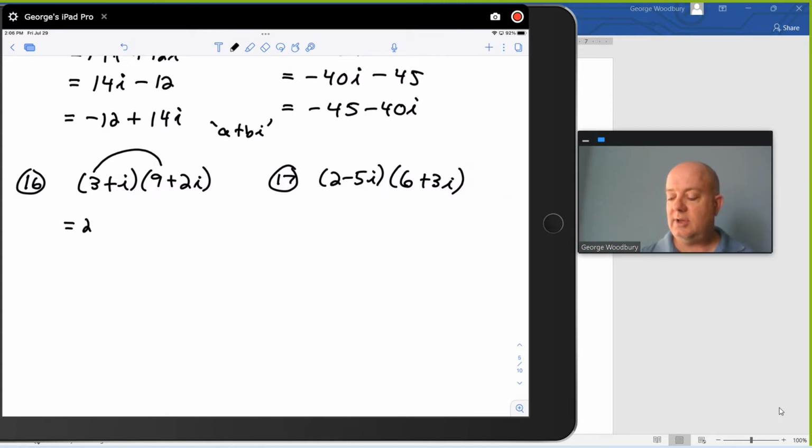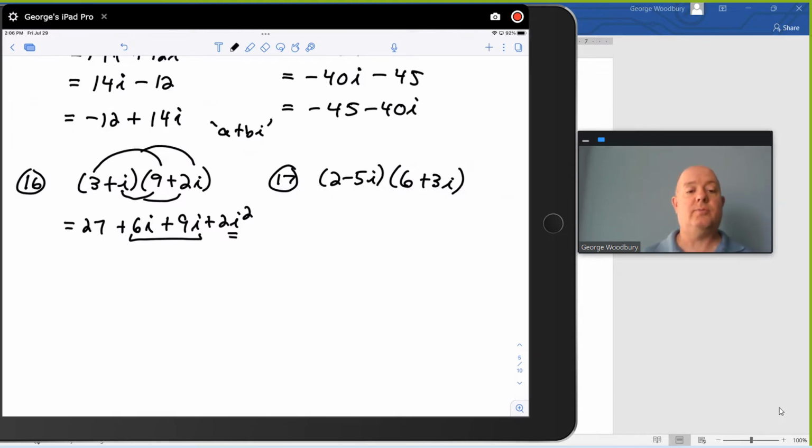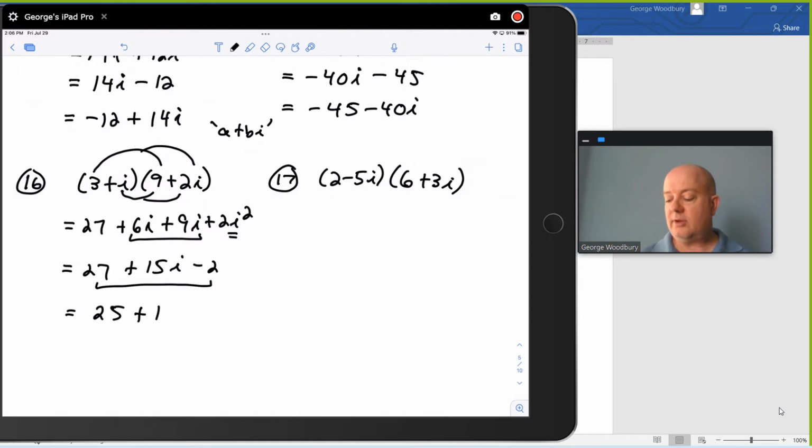3 times 9 is 27. 3 times 2i, that's plus 6i. Then I distribute the i times 9, that's plus 9i, and i times 2i, that's plus 2i squared. There are some like terms to combine, and I need to deal with this i squared. 27, 6i and 9i I can combine to be 15i, plus 2i squared is the same as -2, so minus 2. And finally, I've got two like terms to combine. 27 minus 2, that is 25, plus 15i.